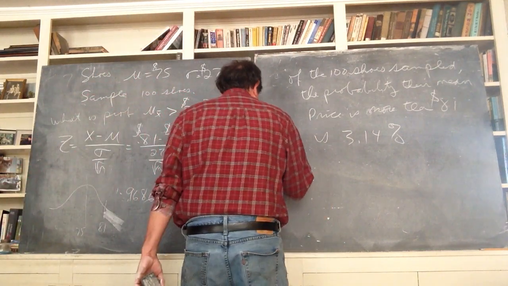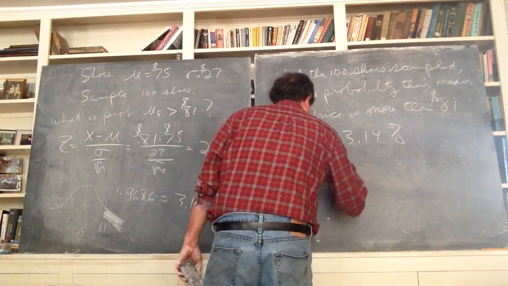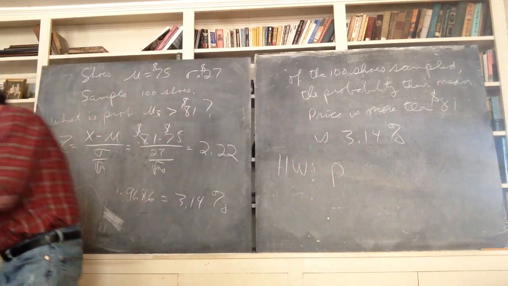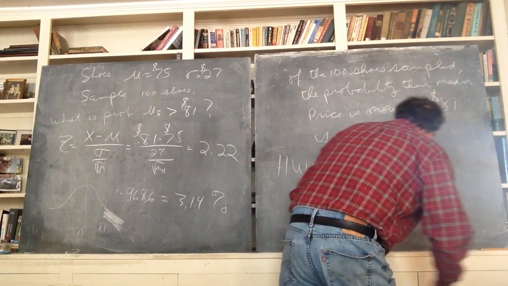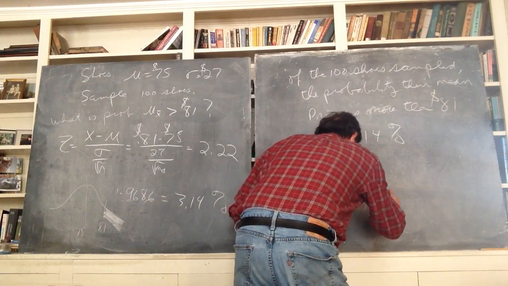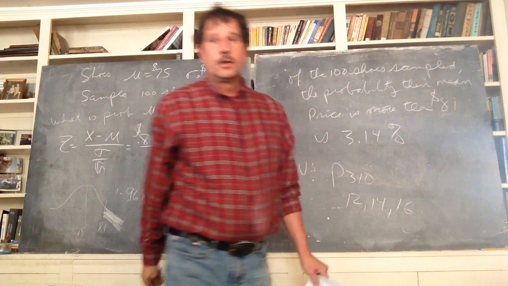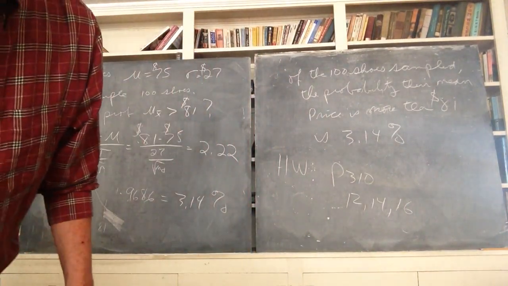I'm going to make a homework assignment here. I wanted to do another example. Homework, page 310, evens, 12, 14, 16. Well, it's actually 311, I think. 12, 14, 16. Good luck. Hopefully that was helpful.